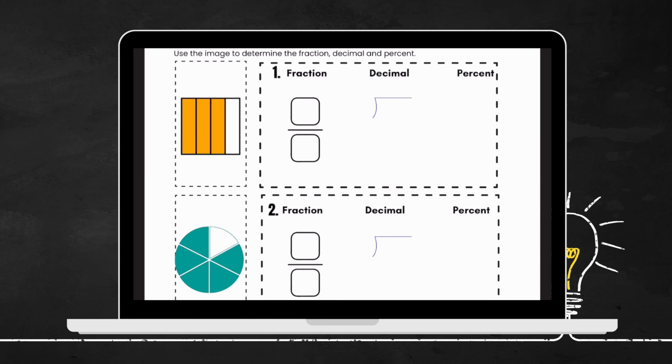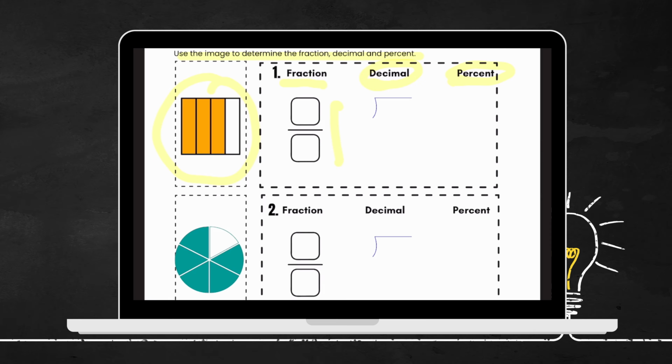Now I'm going to give you a picture. That's what you're going to start with. You are going to write the fraction based off of what you see in the picture. So we'll go from the fraction, and then you're going to convert it into a decimal, and from there we'll write it as a percent. So use the image to determine the fraction, decimal, and the percent.